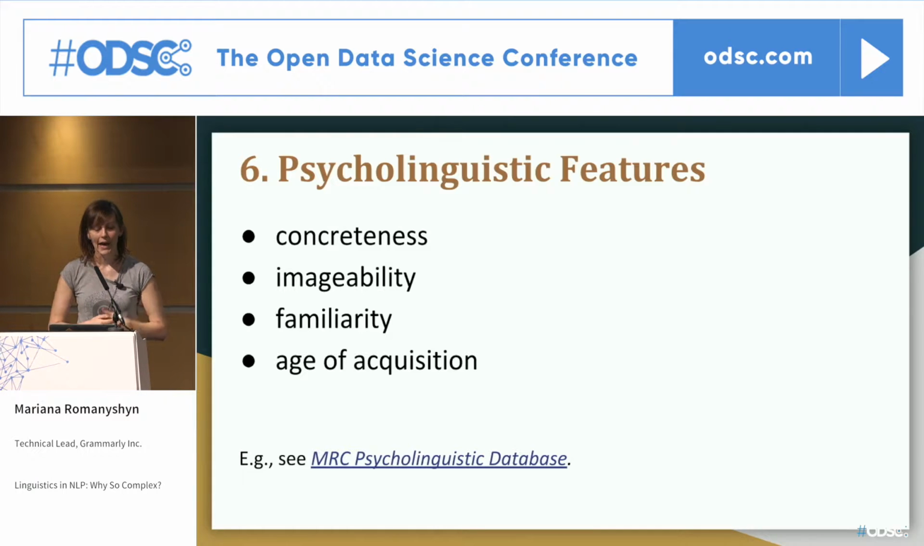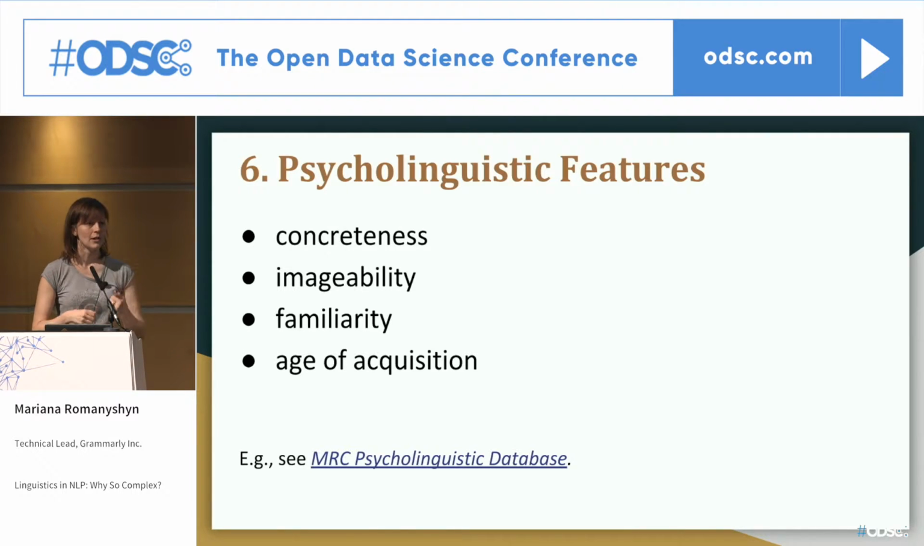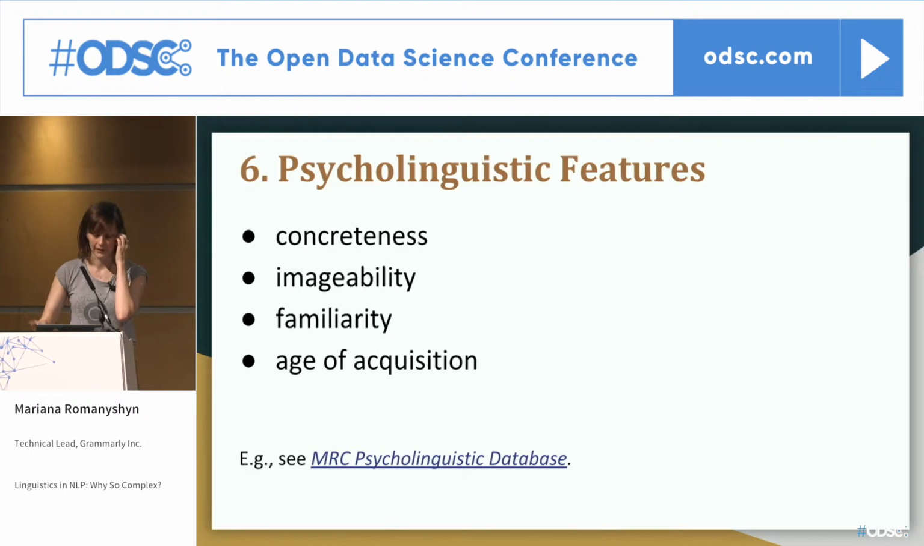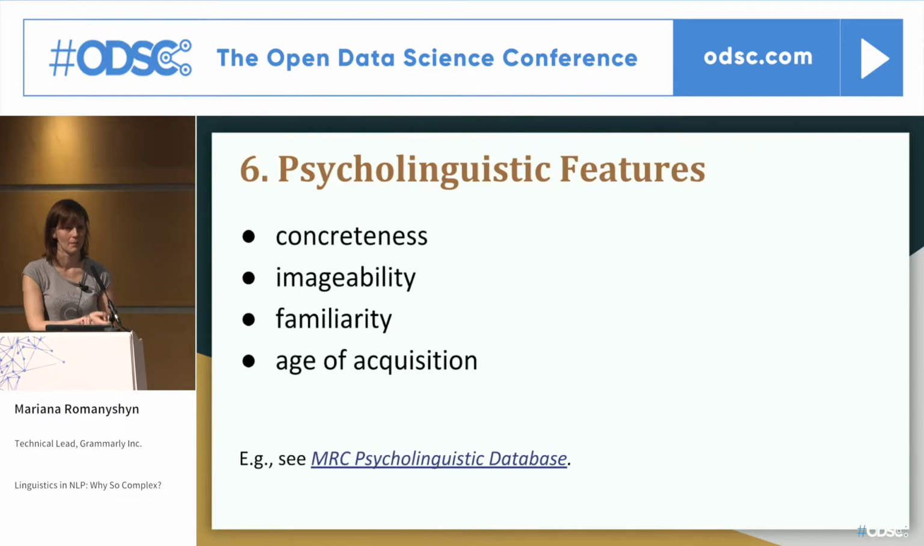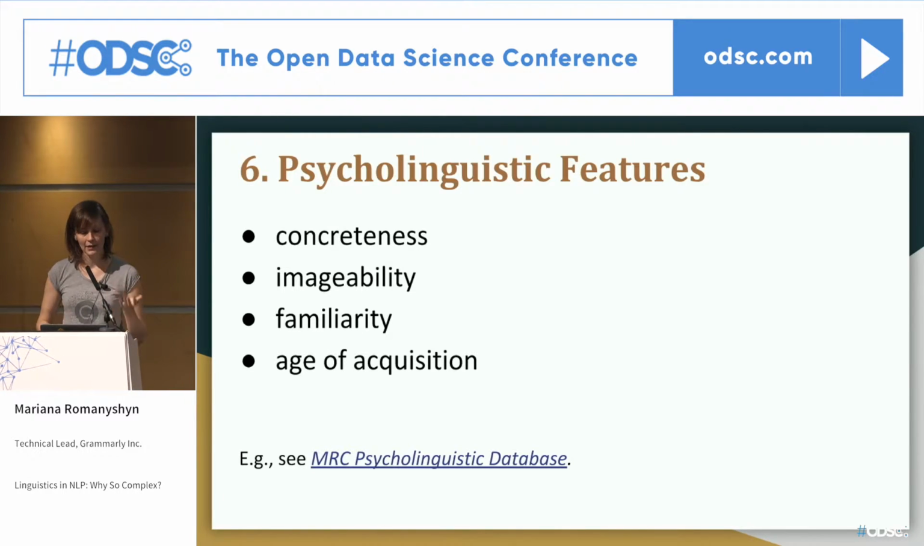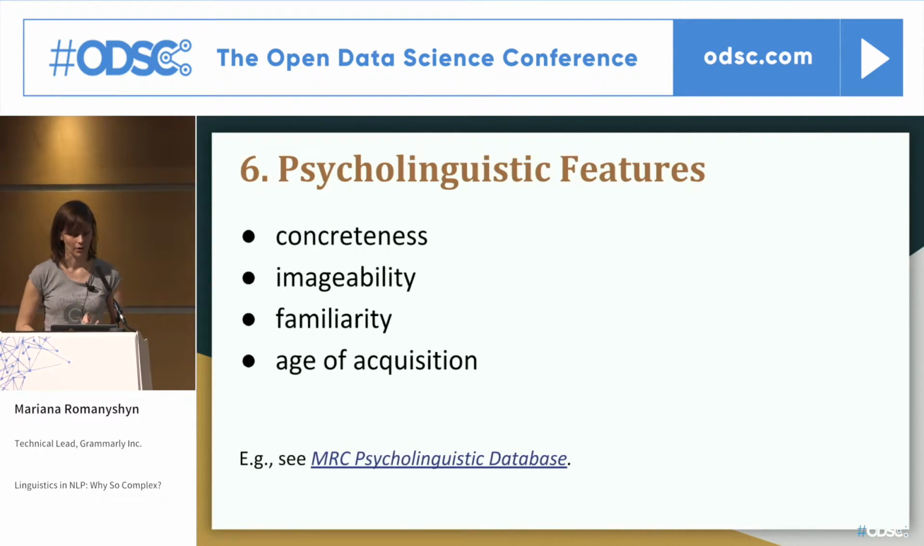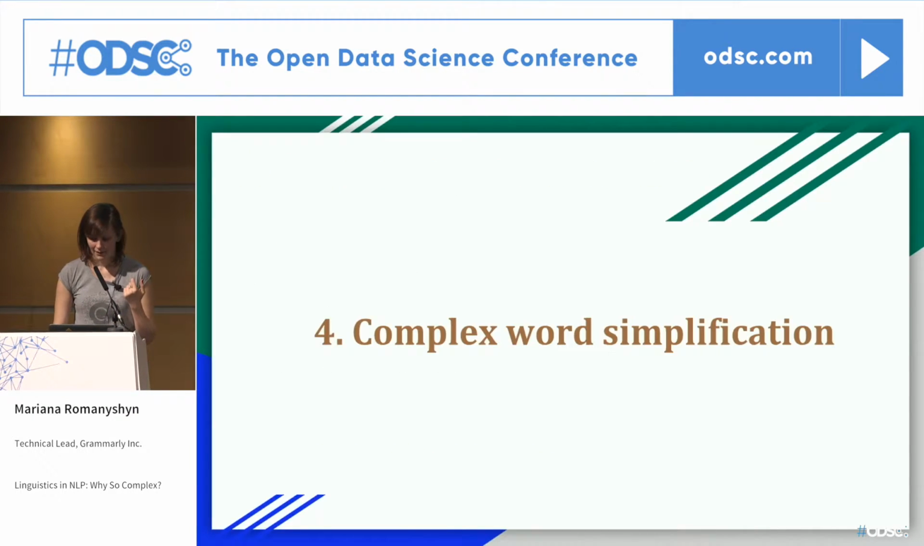Familiarity, like how many people of a certain origin, of a certain age know this term on average. Age of acquisition, like at which age you start using this word actively, or at which age you passively learn about this word, and so on. So there are a lot of lexical resources, psycholinguistic resources also, that you can use as features in building your complex words identification module. Okay.